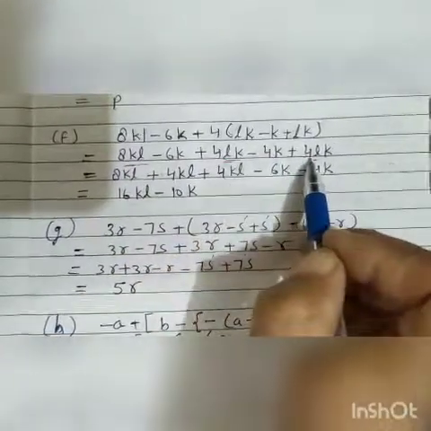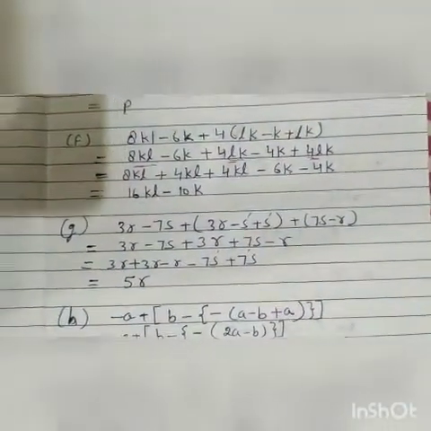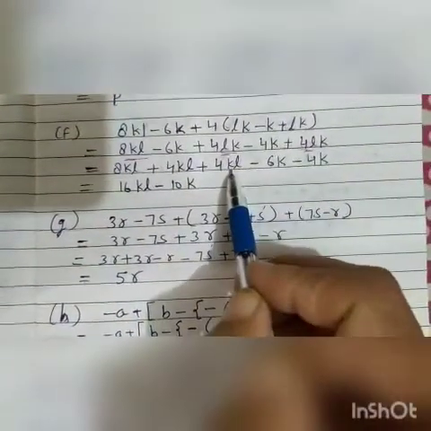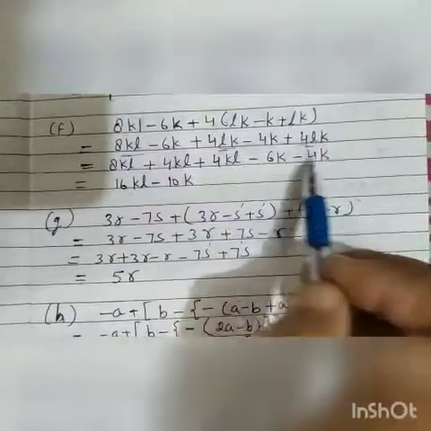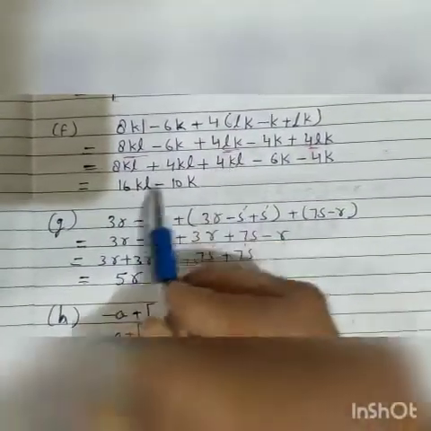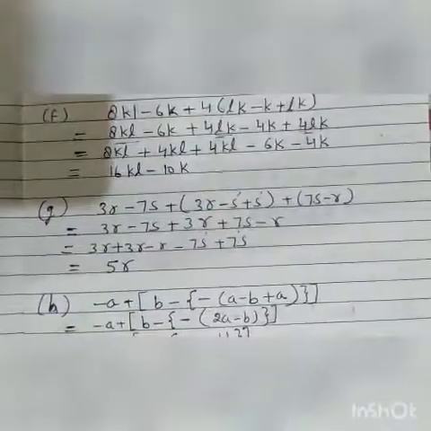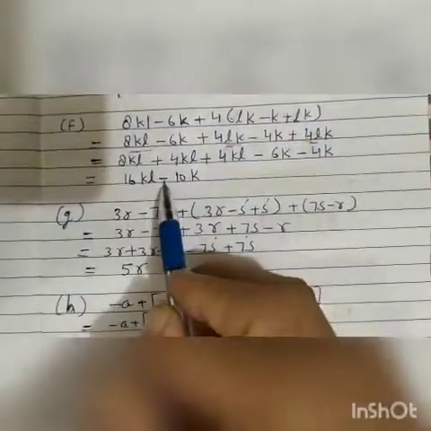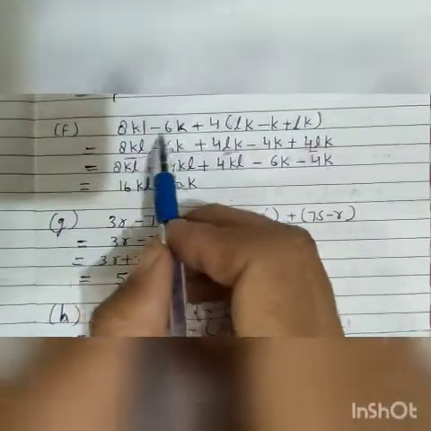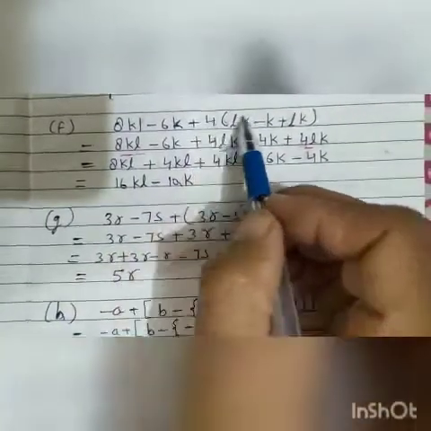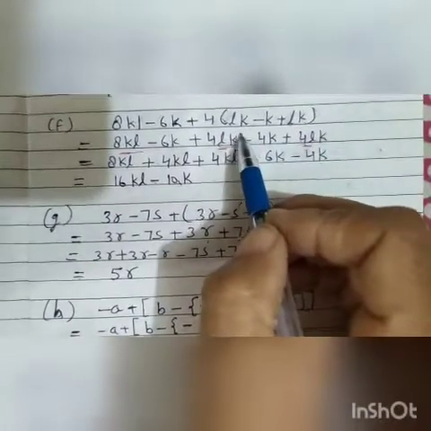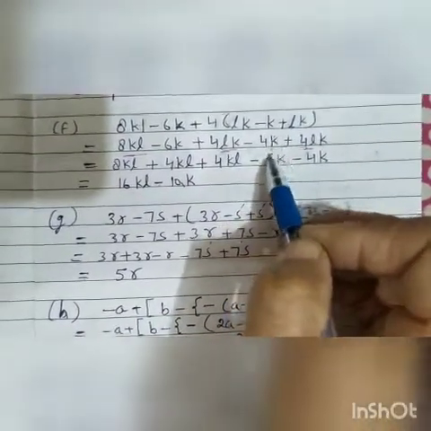These three are like terms. So we can write 8kl plus 4kl plus 4kl minus 6k minus 4k. So 8 plus 4, 12, 12 plus 4, 16kl, minus 6k and minus 4k, it will be minus 10k. Students, you can do it like this also. 8kl minus 6k plus 4 within bracket it is lk plus lk. We can write in here 2lk minus k. Then you can simplify also.